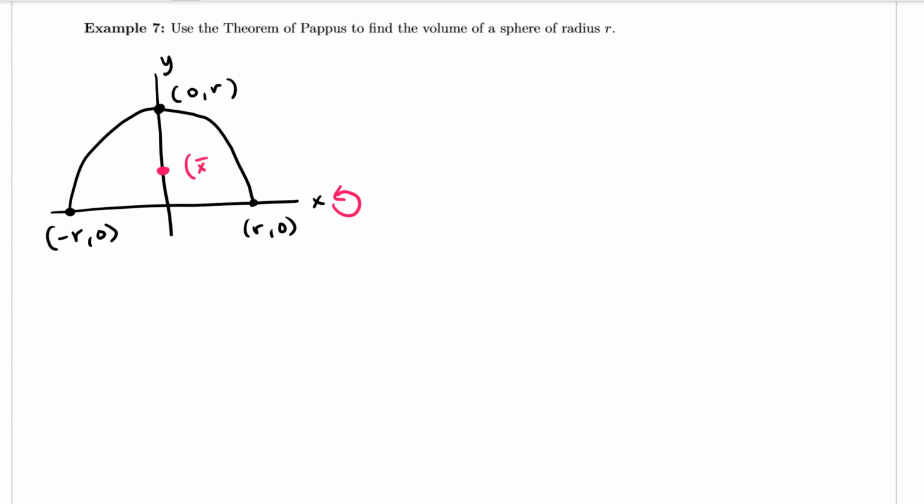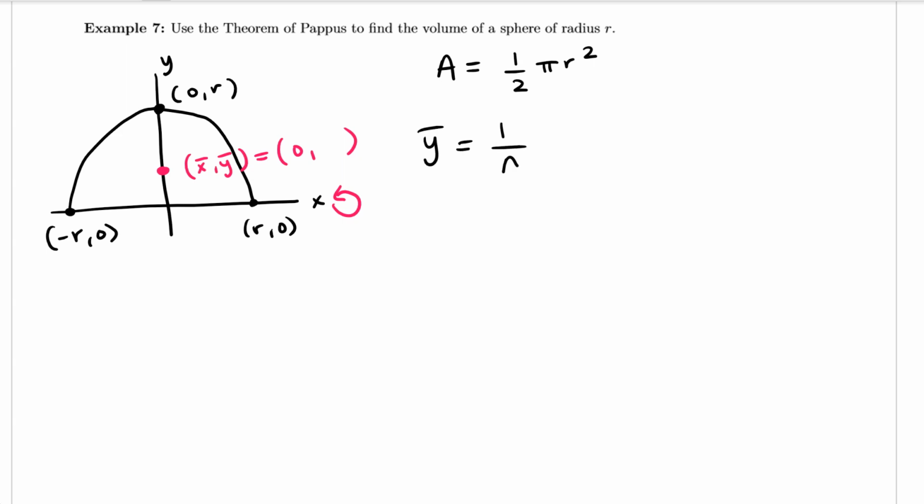And I'm going to label this x bar comma y bar, which is equal to 0 comma, and then I don't know what the y bar value is, but we could solve for that. So before we do that, we want to calculate the area of the semicircle. And so the area is equal to 1/2 pi r squared, since we know the area of a full circle is pi r squared. And now that we have the formula for our area, we can use this to help us with y bar now.